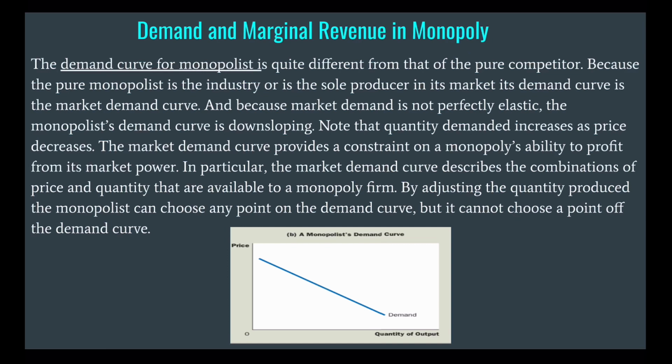The market demand curve provides a constraint on a monopoly's ability to profit from its market power. In particular, the market demand curve describes the combination of price and quantity that are available to a monopoly firm. By adjusting the quantity produced, the monopolist can choose any point on the demand curve, but it cannot choose a point off the demand curve.